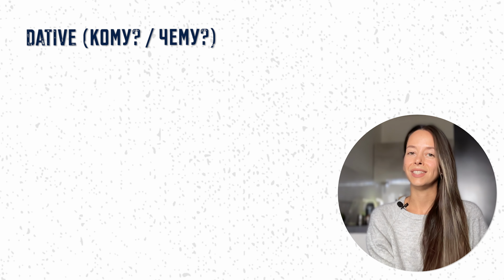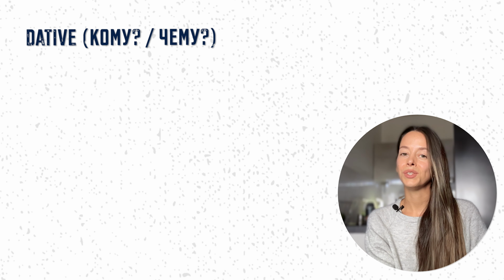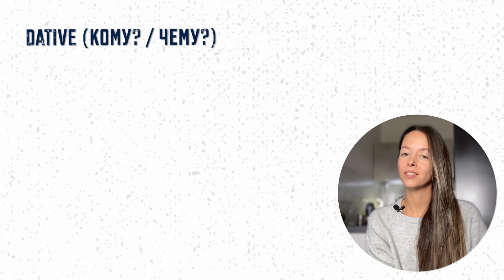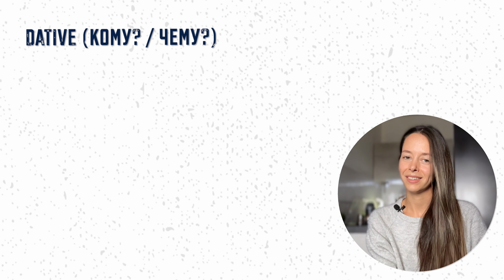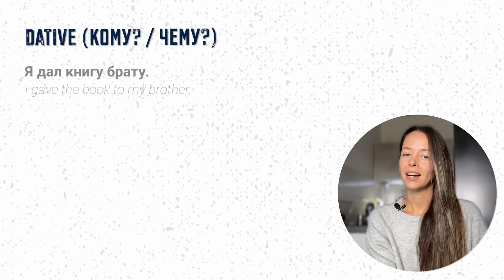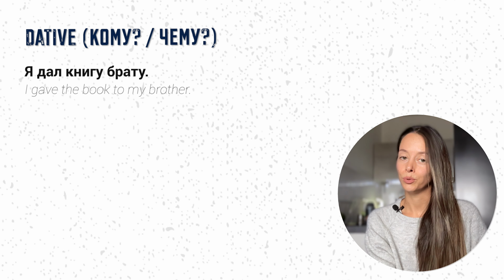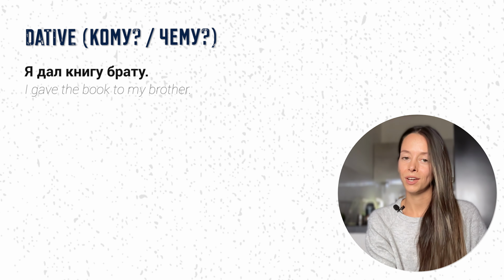Now let's talk about the dative case. The dative case is used to indicate the indirect object of a sentence or the recipient of an action. For example, я дал книгу брату. I gave the book to my brother.